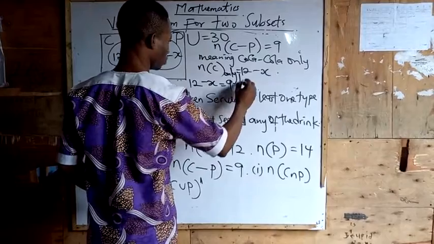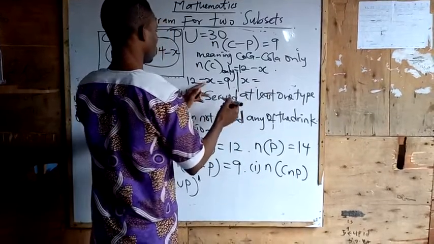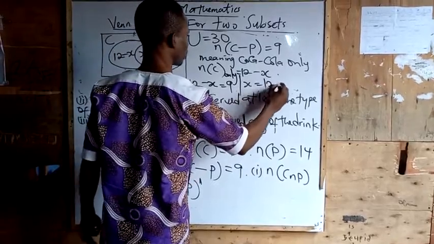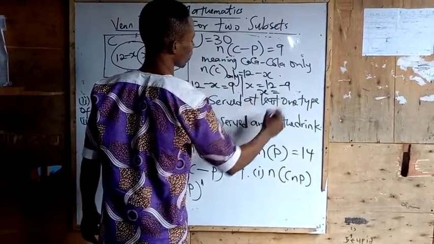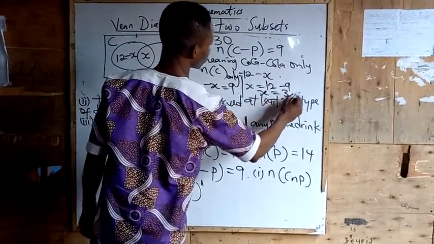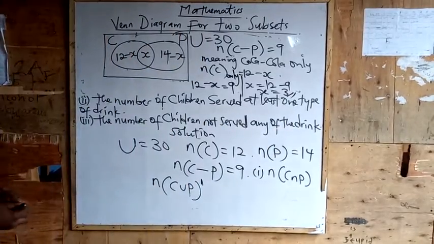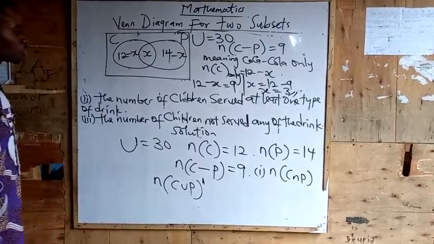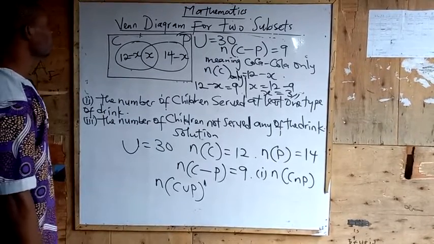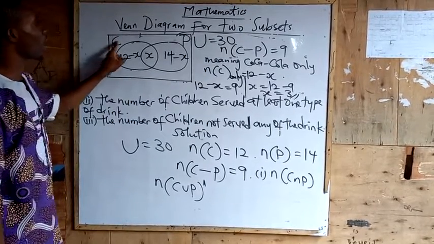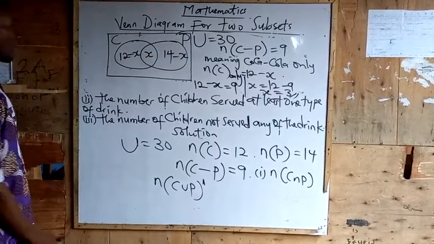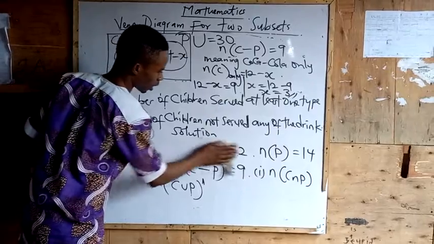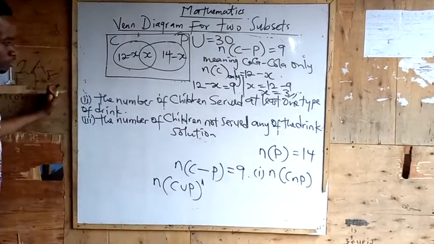That means my x equals what? If I bring x outside, it equals plus x. If I bring 9 inside, that means 12 minus 9. That means my x, 12 minus 9, is what? 3. That means x here is 3. That means the number of people that were served both Coca-Cola and Pepsi is 3. The number of people that were served both Coca-Cola and Pepsi, they are 3.